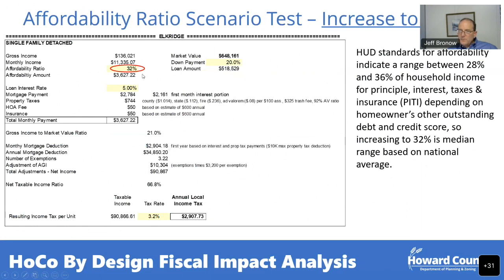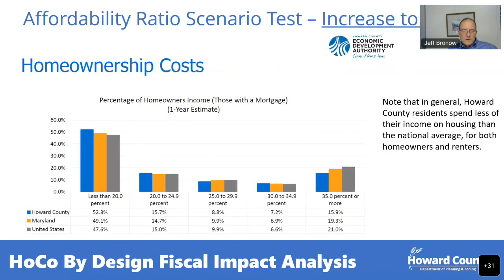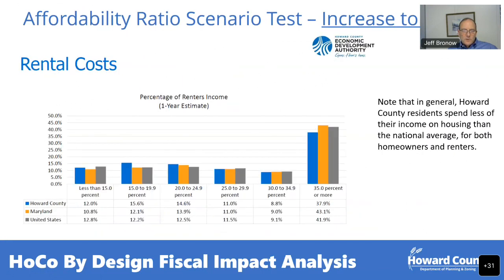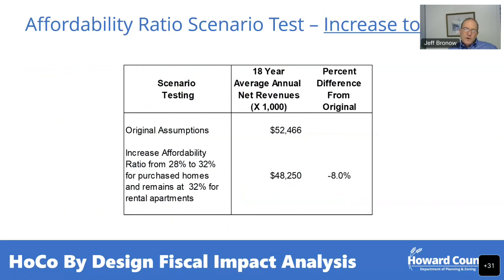So we increased it to 32% from 28%. It was a good suggestion for this increase. And so what is the impact of that? If you look at the overall impact, I'll just go straight to there. It's a drop of 8%. And again, this is countywide.